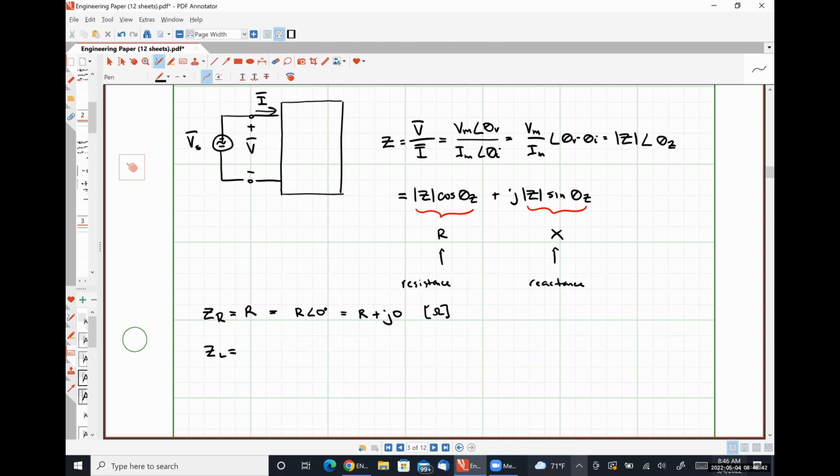If we want to determine what the impedance of an inductor is, go back in your notes and simply tell me what the ratio of V phasor divided by I phasor is.